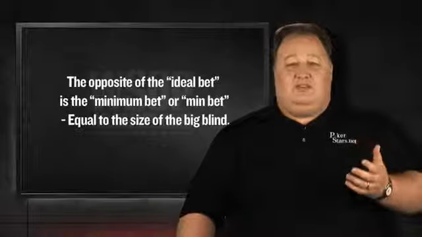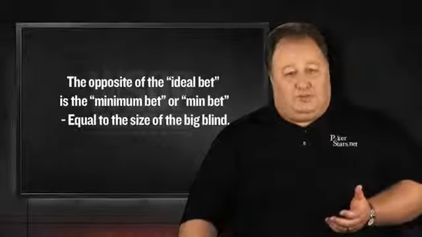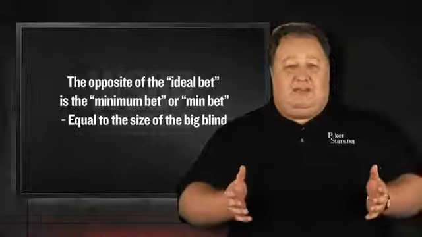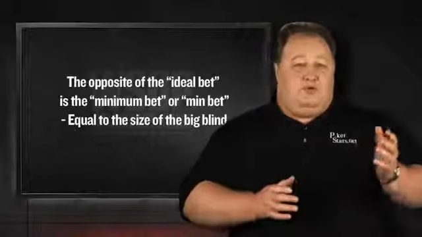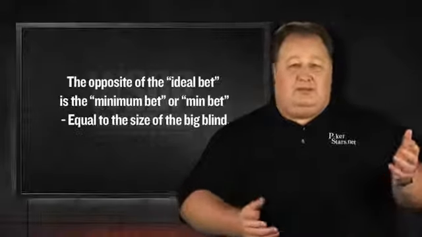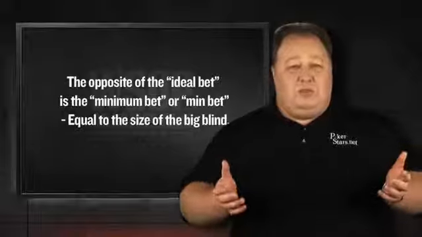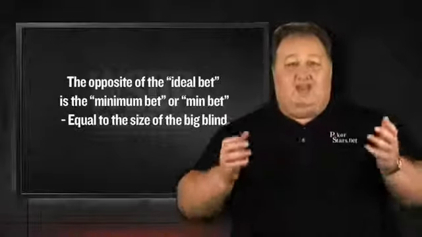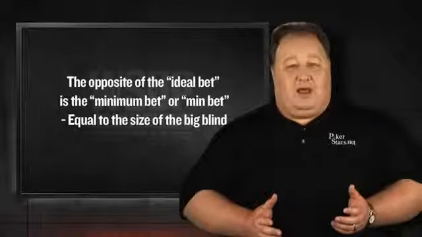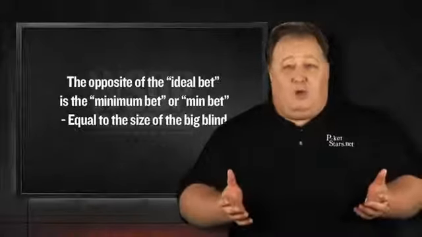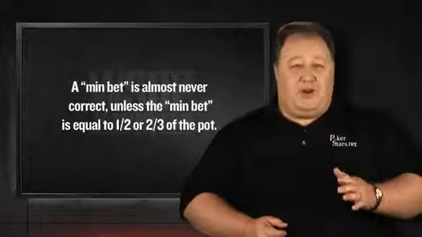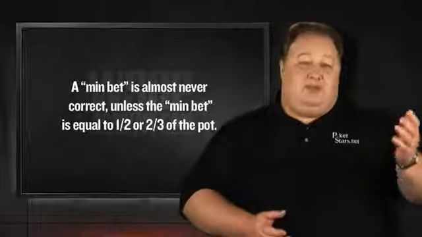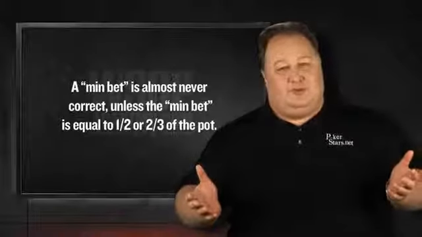is equal to the size of the big blind in the level you're playing. This means if the blinds are 25-50, the minimum bet you can make at any time is 50. But if 5 people have limped into the pot at 25-50 blinds, a min bet would mean you're betting 50 into a pot that already has 250, and you're now giving your opponent 6-to-1 pot odds to call, which means they can call with almost any 2 cards. In short, a min bet is almost never correct, except in rare cases where the min bet is actually equal to 1/2 or 2/3 of the pot.